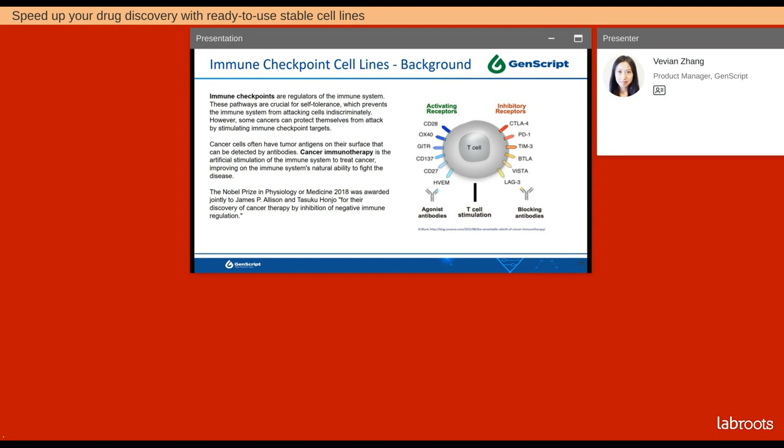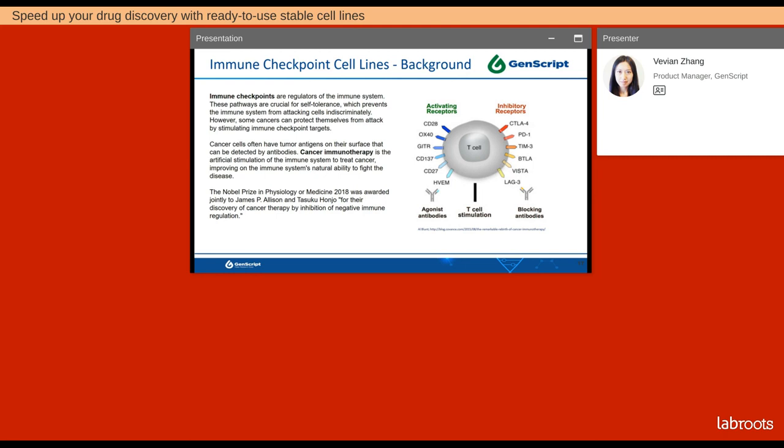Cancer immunotherapy is the artificial stimulation of the immune system to treat cancer, improving on the immune system's natural ability to fight the disease. The Nobel Prize in Physiology or Medicine in 2018 was actually awarded jointly to James P. Allison as well as Tasuku Honjo for their discovery of cancer therapy by inhibition of the negative immune regulation.